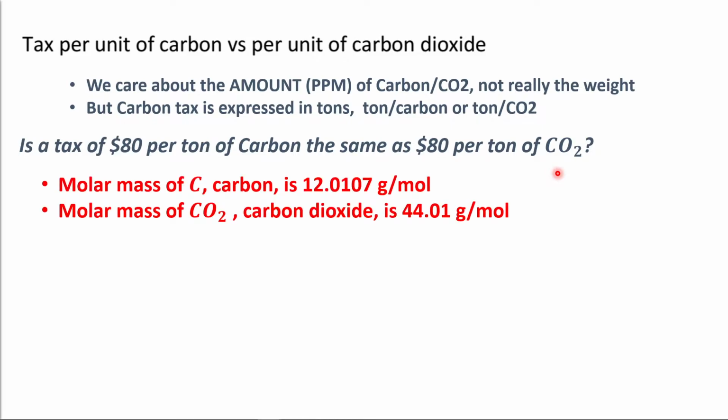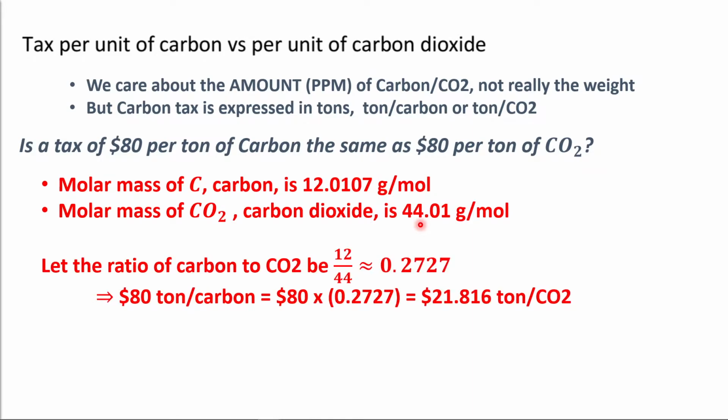Now, how do I convert this? If I were told that there would be a tax on carbon, what is that in terms of tax per ton of CO2? So first of all, to do that, we need to take the molar mass. Okay, so we take the molar mass of carbon, which is about 12 grams per mole, or the molar mass of CO2, carbon dioxide, which is 44 grams per mole. Once we have that, we find the ratio. Okay, now what are we doing with this ratio?